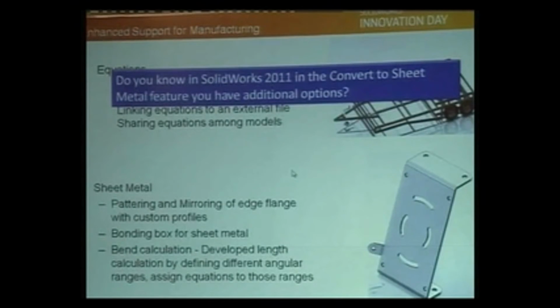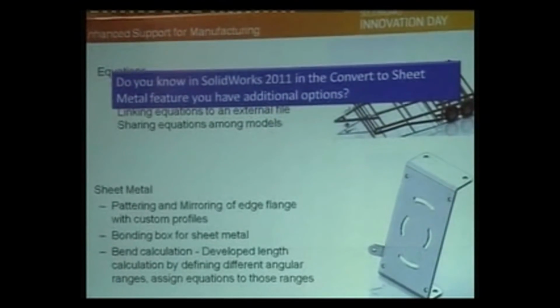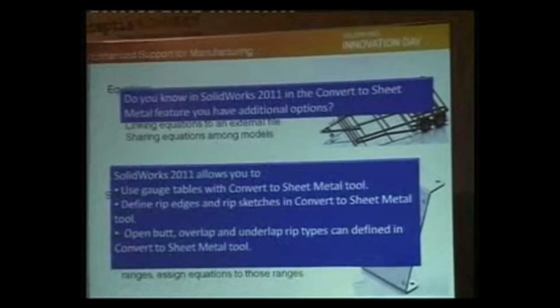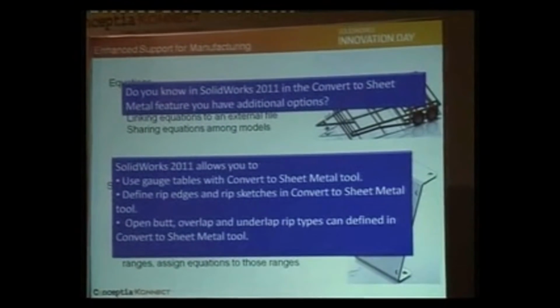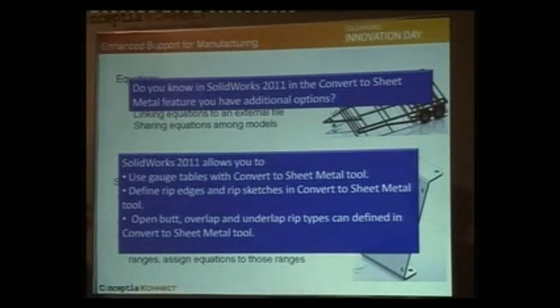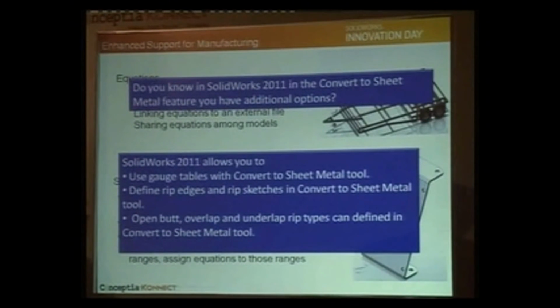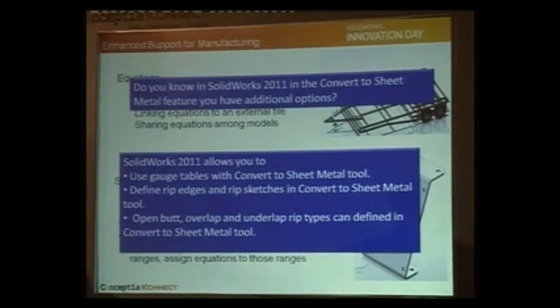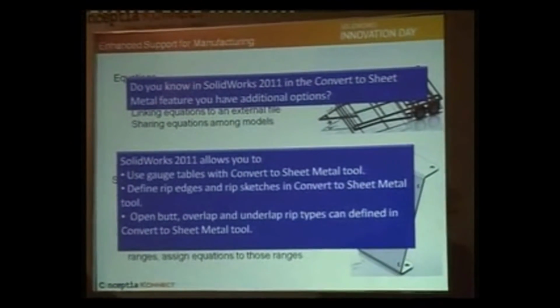As I've mentioned earlier, you can make use of convert to sheet metal features that have additional options. You can see on the screen, you can make use of gauge tables to convert into sheet metal, and also the rip edges and rip sketches are now converted to sheet metal as well. Open, overlap and underlap rip types can also be defined when converting into sheet metal now in 2011.